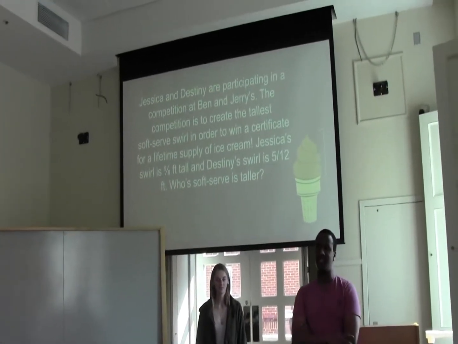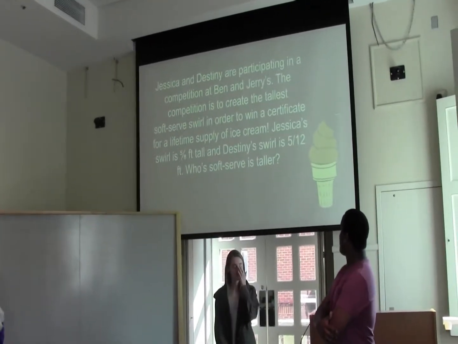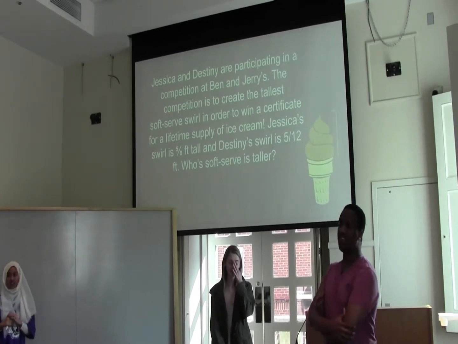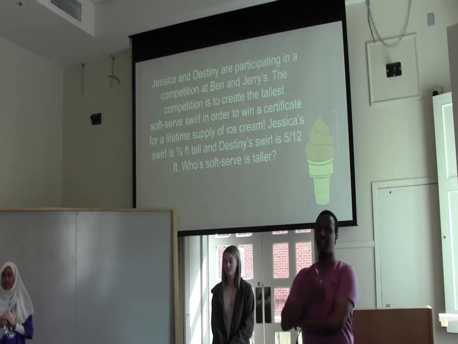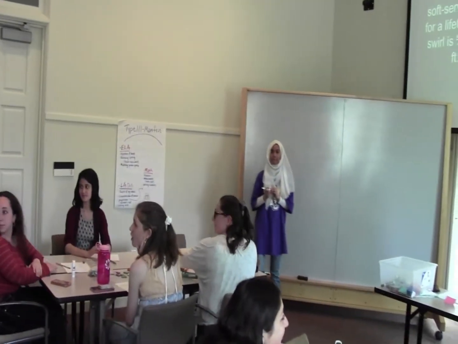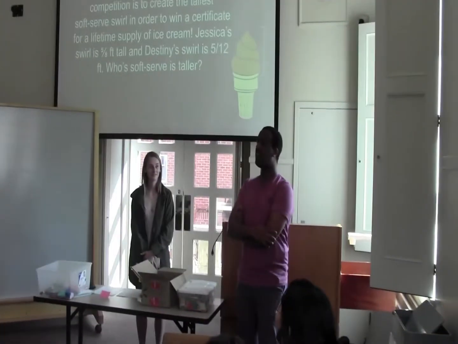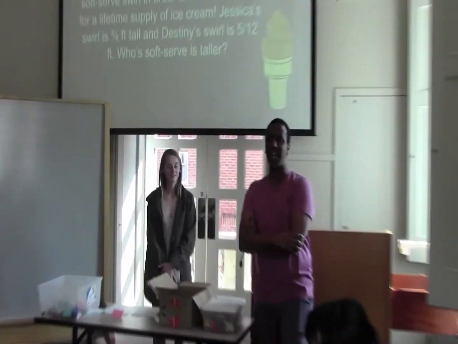So, let's see. Who thought that Jessica had the taller ice cream? Just show me thumbs up. Thumbs up. Who thought that Destiny had the larger ice cream? So we all agree that Jessica has the larger ice cream. I'm wondering what different strategies we use.